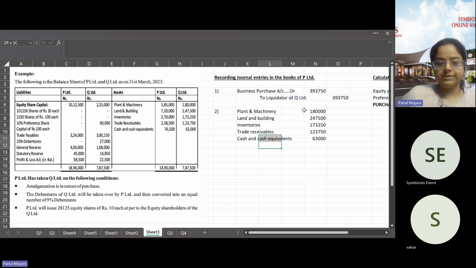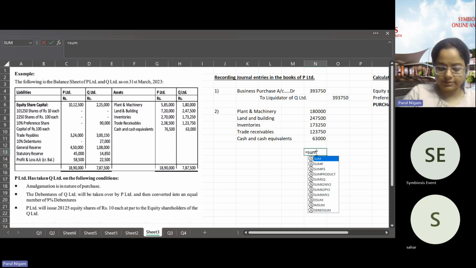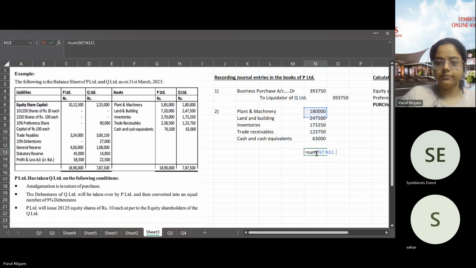You have to see it from the balance sheet. I'm taking these figures from the asset side of Q Limited: plant and machinery, land and building, inventories, trade receivables, and cash equivalents. The total should be 7,87,500. Let's check it. I don't know why my Excel is not showing the total. 7,87,500, that's okay.